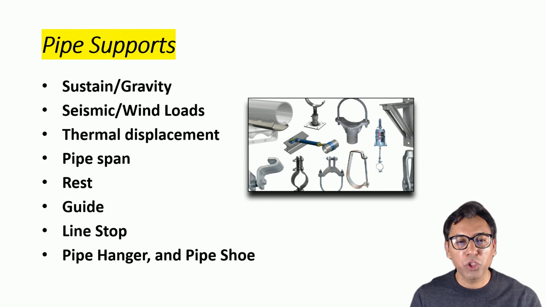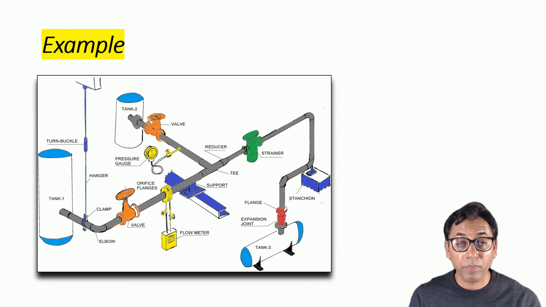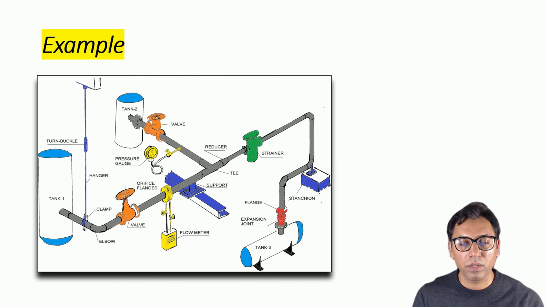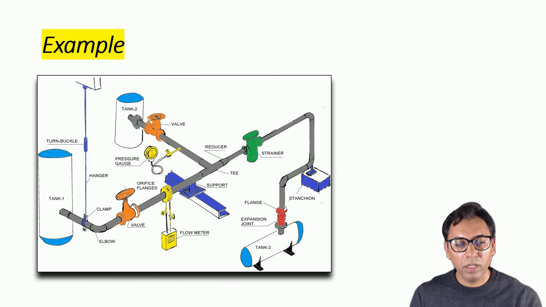Now let's use some of the supports in our example and see how our piping system looks. You can see here we have used some of the piping supports. We have used a pipe hanger, pipe shoe, and dummy leg at the elbow. These have given strength, constraints, and flexibility to our piping system. After this piping layout, we need to perform stress analysis, as I explained earlier in this video.